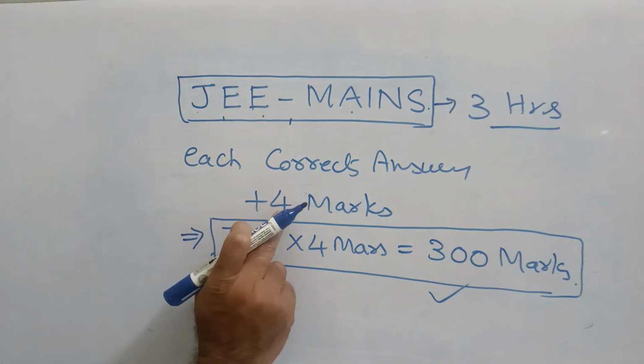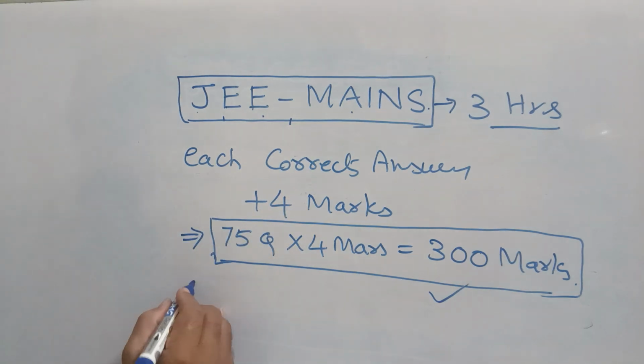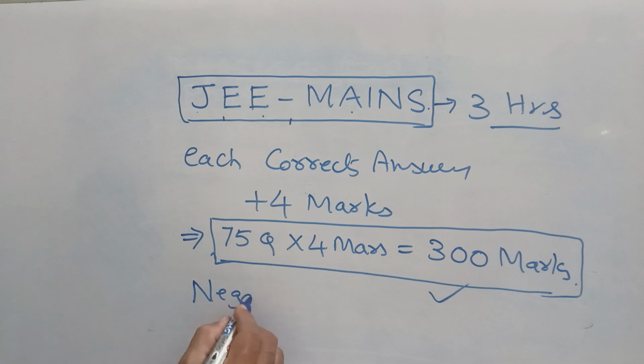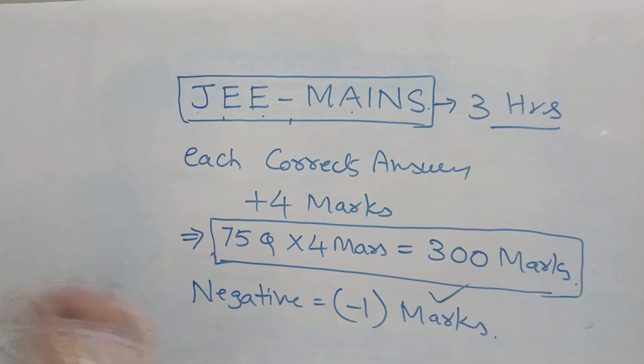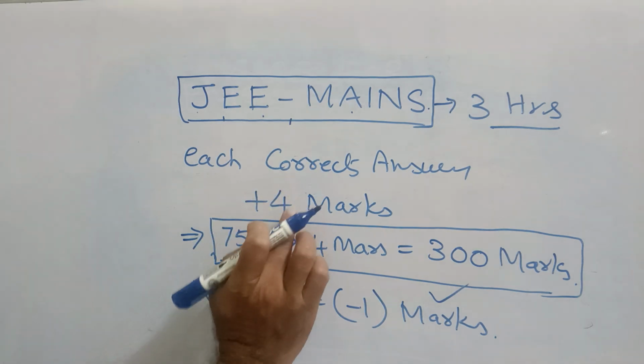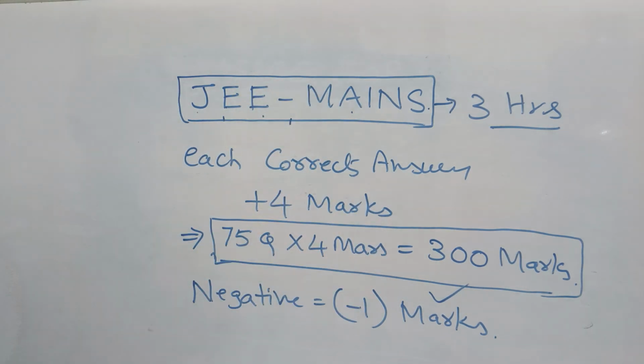For each correct answer, you will get 4 marks, whereas negative marking is also there. Minus 1 mark will be deducted for a wrong answer, whereas no marks will be awarded for an unattempted question. For negative, you will get minus 1 mark. For a correct answer, you will get 4 marks. This is the basic structure.